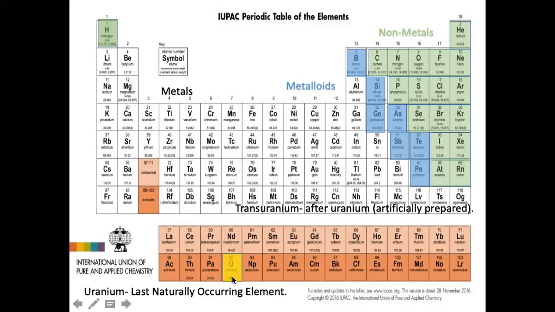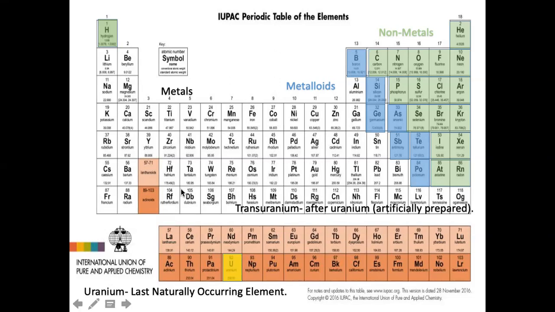Now, take note also that I highlighted here the uranium. Uranium is the last naturally occurring element. So that is the element that can be found naturally on Earth. It is not made in the laboratory, or synthesized in an atomic laboratory. So after uranium, that means 92 and above, that is 93 up to 118, those are called transuranium elements. So these are elements that are artificially prepared. That is why it is called transuranium, or after uranium.